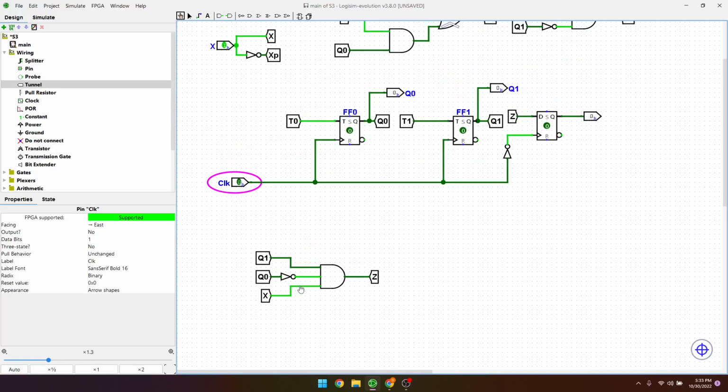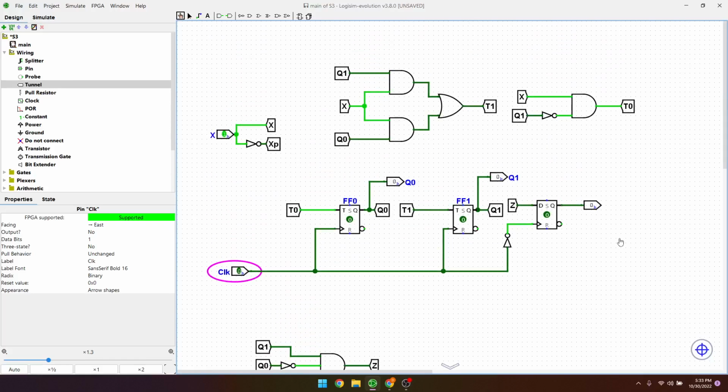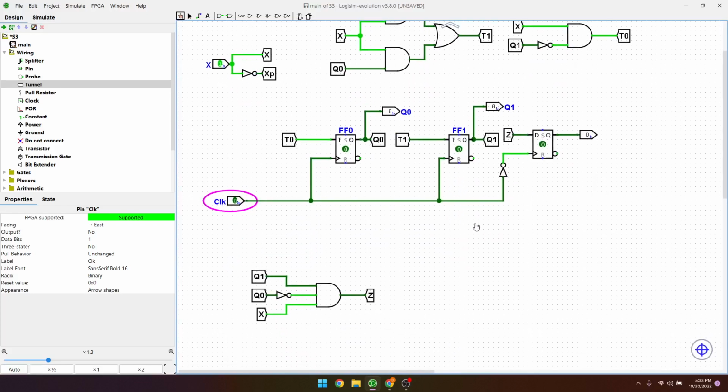Since it's a Mealy machine, it does have the X here. If it were a Moore machine, X wouldn't be here. And that's the definition of a Mealy machine. A Mealy machine uses previous inputs and current inputs to determine the output, whereas a Moore machine uses only previous inputs to determine the output.